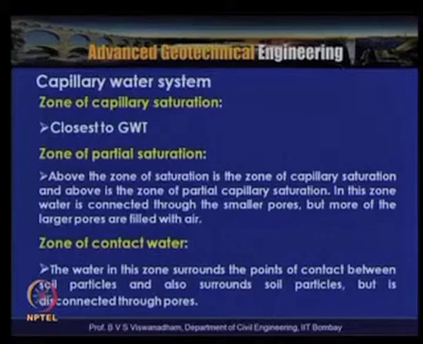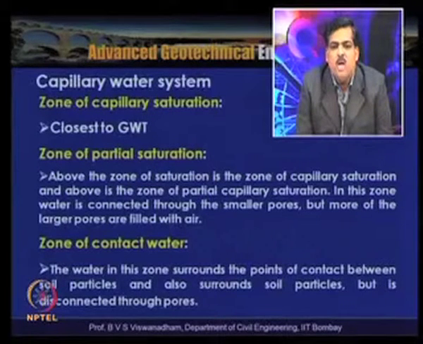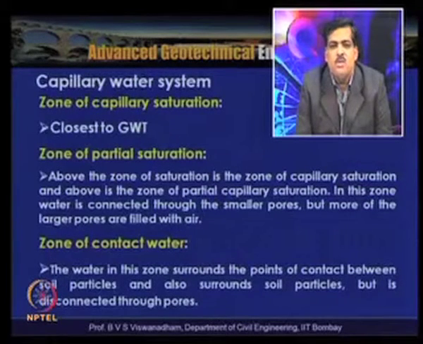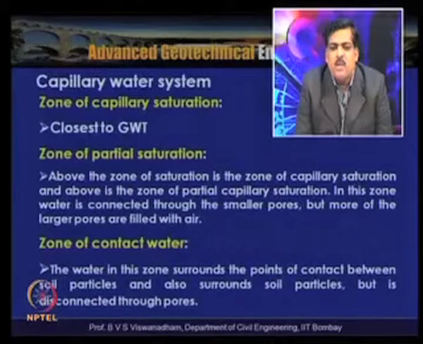In the capillary water system, close to the groundwater table is the zone of capillary saturation, where we can anticipate 100% saturation, and this zone depends upon the type of soil. Above it is the zone of partial capillary saturation. In this zone, the water is connected through the smaller pores, but most of the larger pores are filled with air.